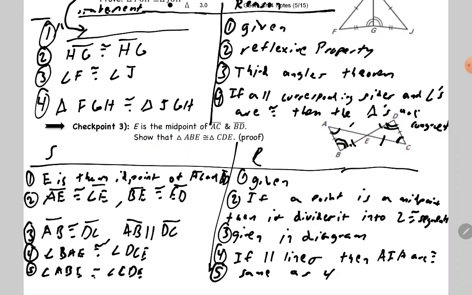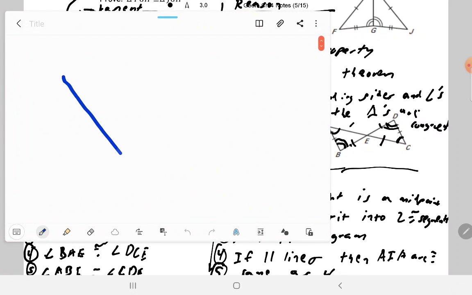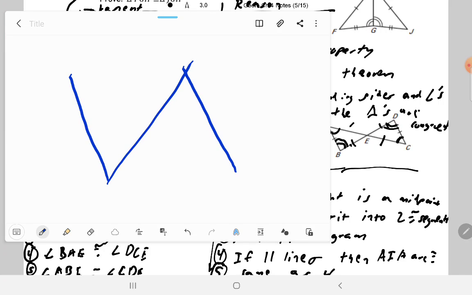And let me show you the reason again. So we have AB, DC. Actually, let's draw those a little bit more like that. So they're saying that this angle is congruent to that angle. Same reason.